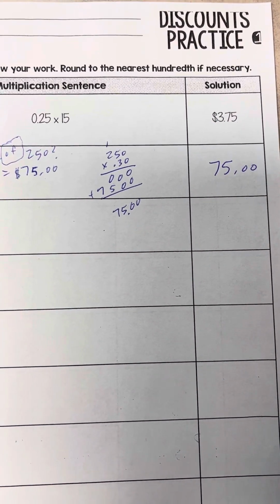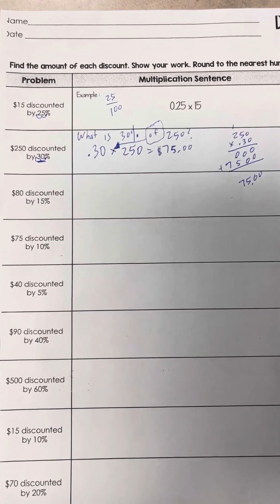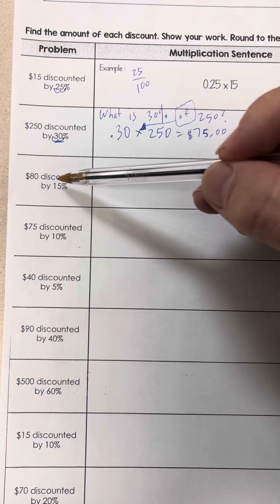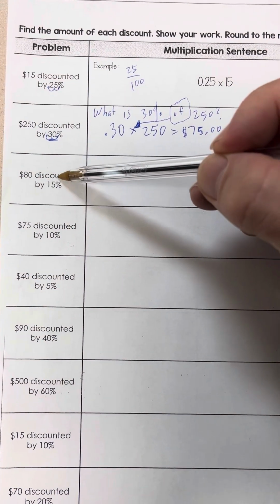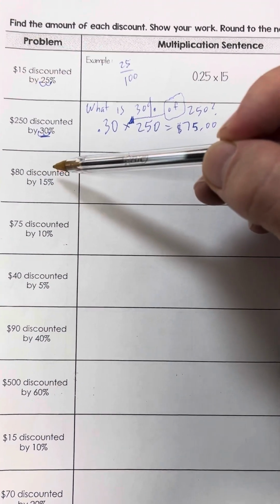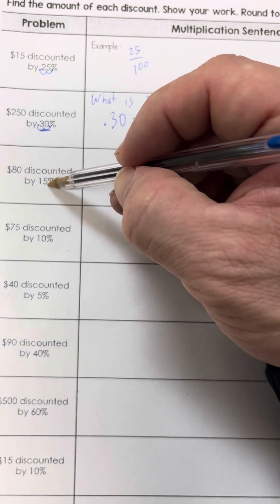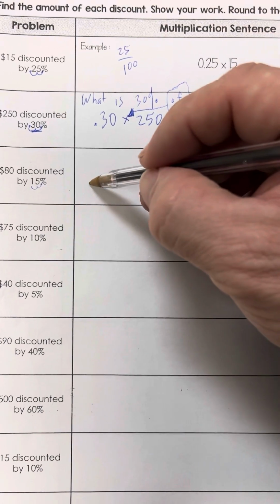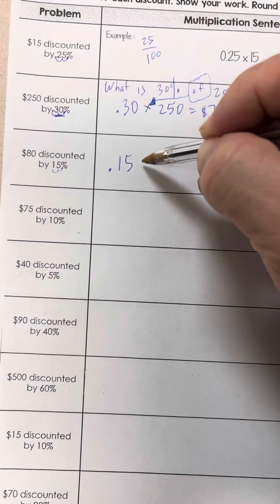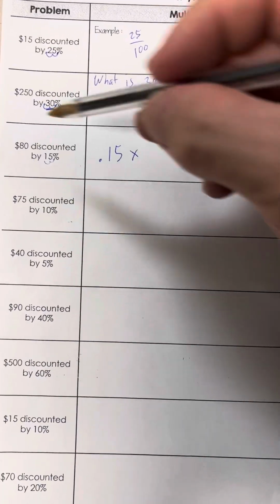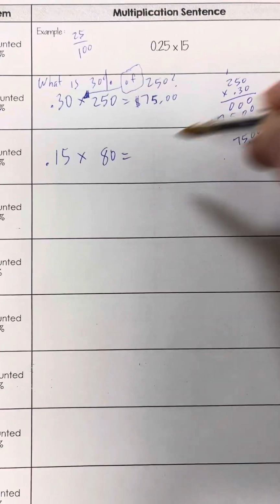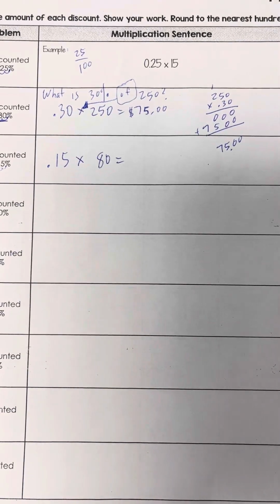Okay? All right, now I'm going to get you started on this one. I'm going to let you do the rest on your own. So over here, our first step is we're going to convert our percentage into a decimal. We're just going to move our decimal point, which is right here, 2 places to the left, 1, 2. So that's 0.15 times, we're always going to multiply by the original price, times 80, and that's going to give us our answer right here. Okay?